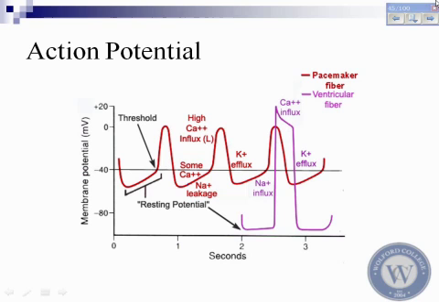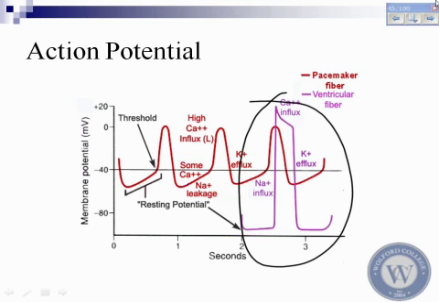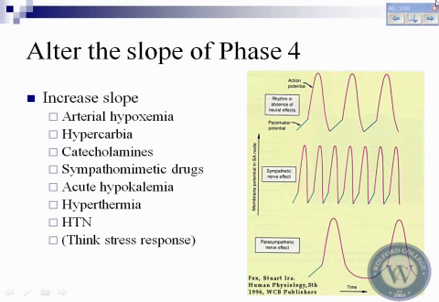Okay, you can see in the other line, which is the pink line, which is this one, that's a ventricular muscle cell, completely different. Okay, it gets activated by the action potential that's generated through the pacemaker cells. So alterations to phase 4, things that increase the slope, which means they're going to reach threshold more rapidly.